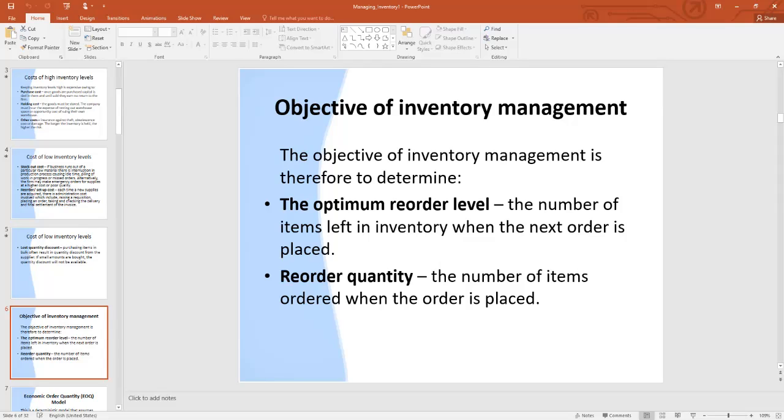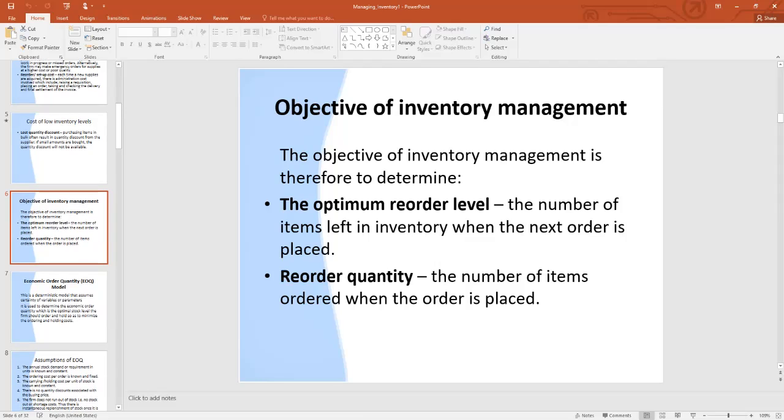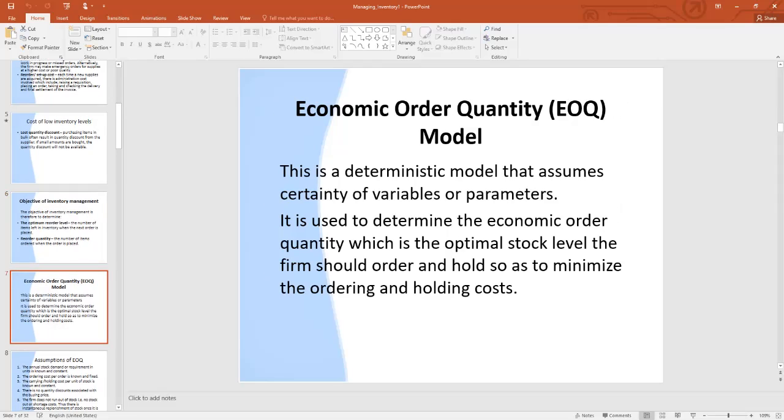Now, there's a model that can help us in establishing the optimal reorder quantity, which is referred to as the EOQ model, which I think you may have discussed in the past.